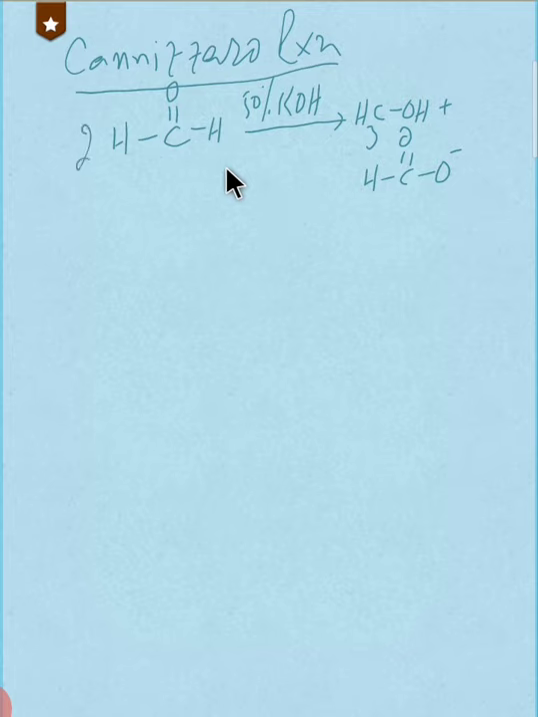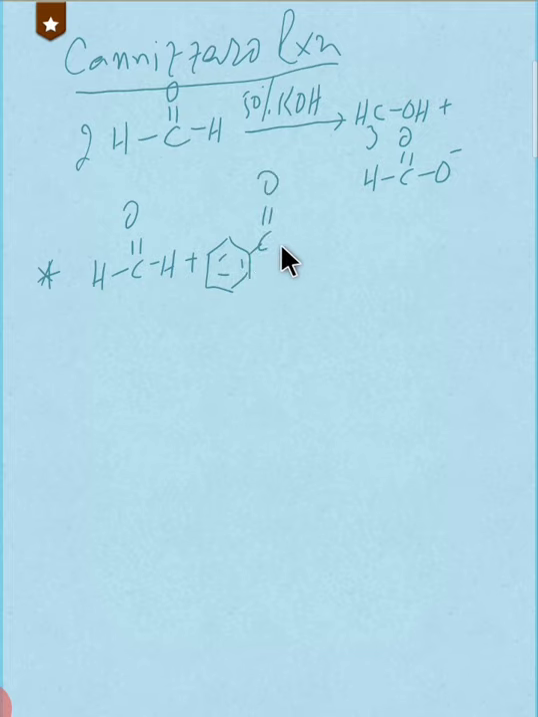Okay, this is a disproportionation redox reaction. Two molecules of formaldehyde will be used. One will be reduced to alcohol and one molecule will be oxidized to carboxylate ion. Okay, so now this is also in basic medium. Let me give an example of this Cannizzaro reaction, cross Cannizzaro reaction. So in this case I need to take two different aldehydes in which Cannizzaro reaction can take place. One is formaldehyde and another one is benzaldehyde.